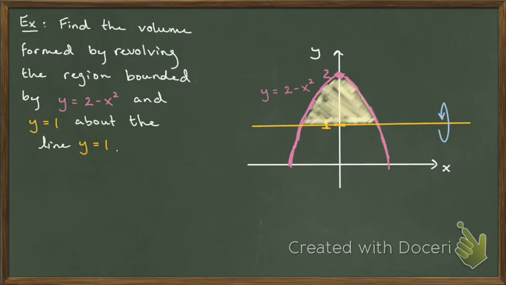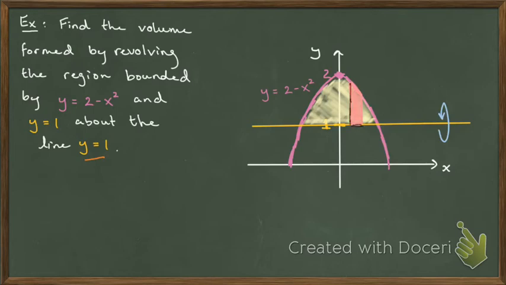So now when I rotate this about the line y equals 1, I've got to be a little bit careful. The regular formula I know for the disk method isn't exactly going to work here because, again, that only worked when I was rotating about the x-axis. I've got to be careful. So I draw my slice here inside my region, okay?